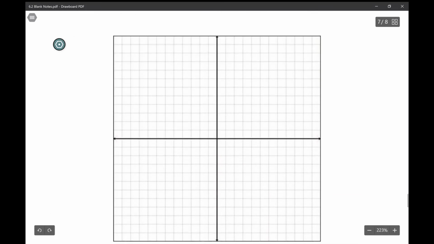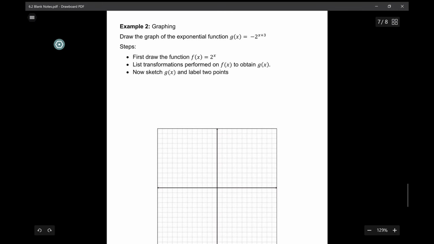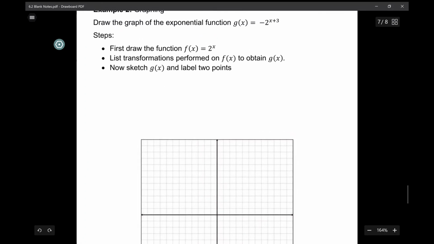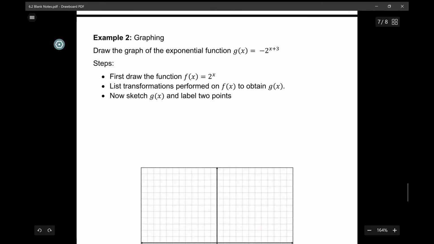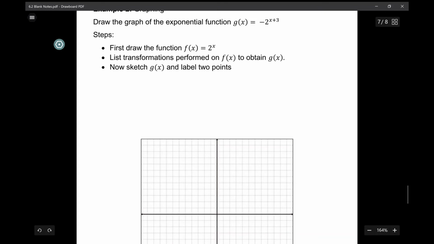All right, so let's practice this. I need to zoom back in. Let's practice this a little bit by drawing this one by hand, and then I'm going to show you how to use Desmos to help us with this a little bit as well. So first, we're going to try to draw the graph of the exponential function g of x equals -2 to the x plus 3. So first, let's draw the graph of 2 to the x.